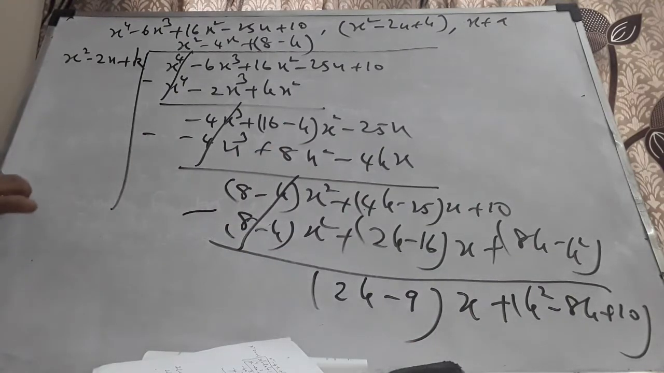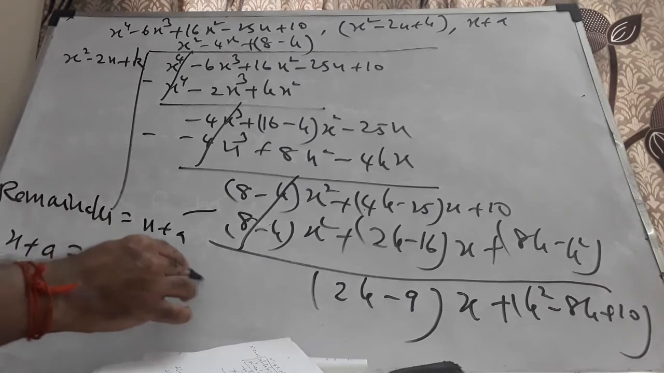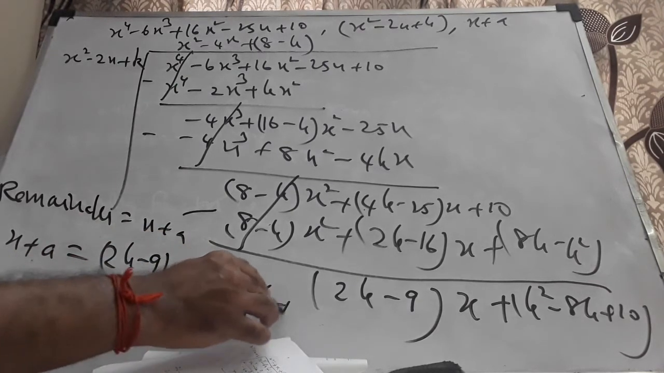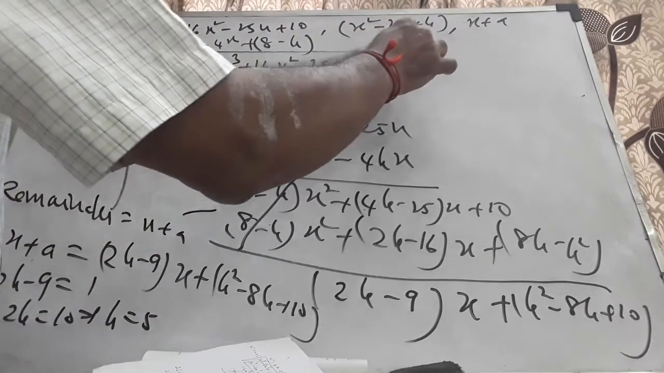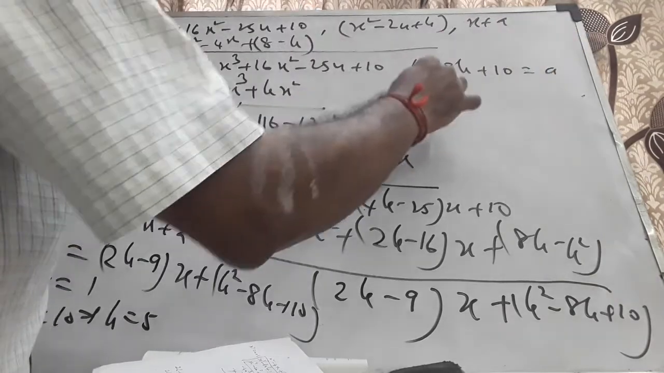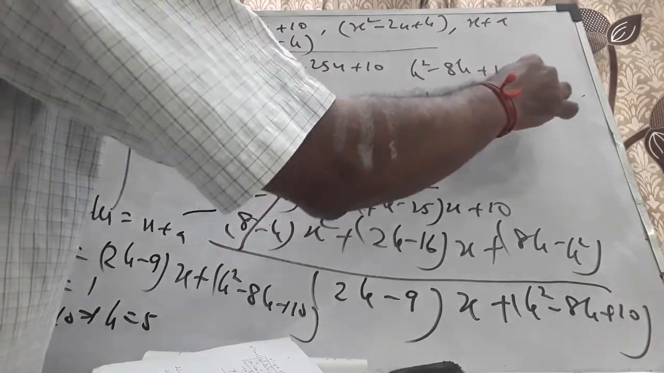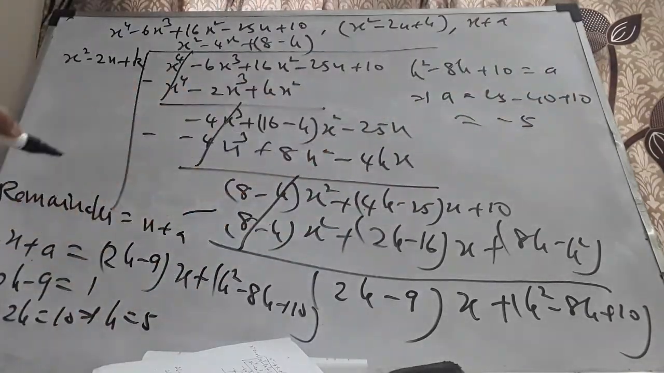Now, the remainder is given to be x plus a. Therefore, x plus a is equal to 2k minus 9 times x plus k square minus 8k plus 10. Now, I will equate the coefficients. 2k minus 9 is 1, 2k is 10, implies k is equal to 5. Also, I will get k square minus 8k plus 10 is equal to a, implies a will be 25 minus 40 plus 10, which will be minus 5. a happens to be minus 5.